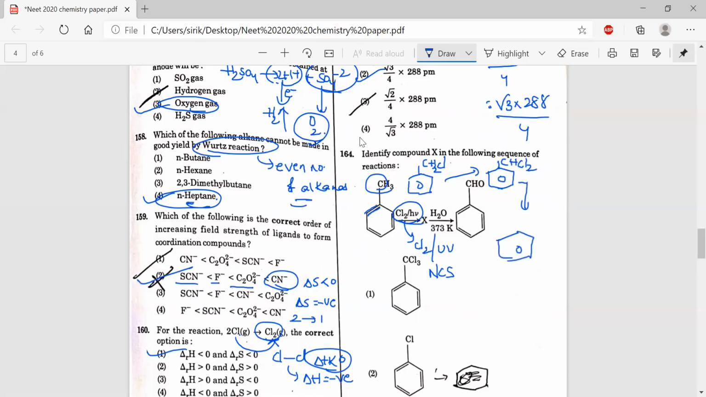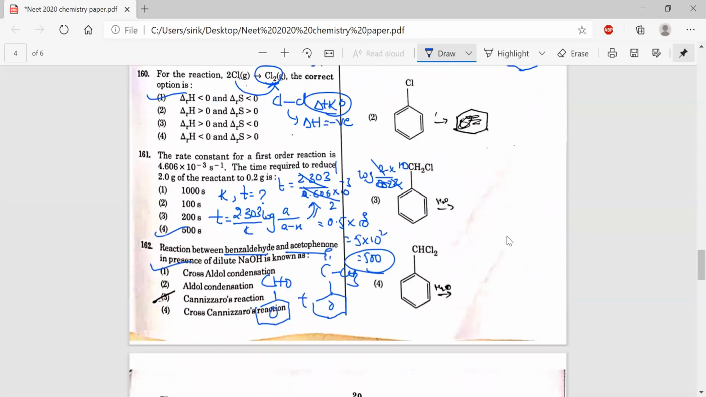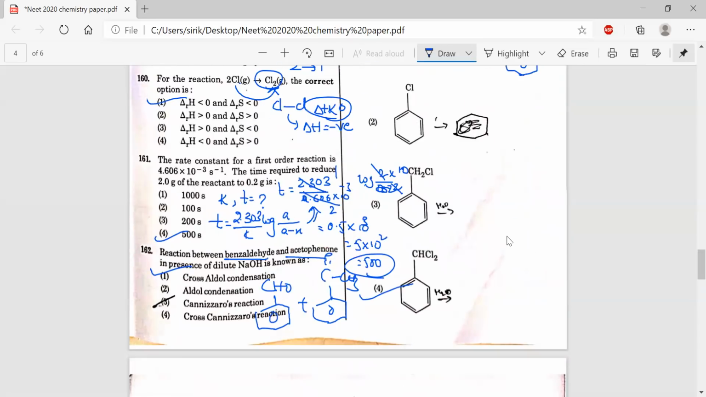Then if you do hydrolysis, in place of 2 Cl we will get 2 OH. With hydrolysis, loss of water takes place, and we will get benzaldehyde as your answer. So here one of the intermediates is CHCl2, because we want the final product benzaldehyde. And next, due to allylic substitution.